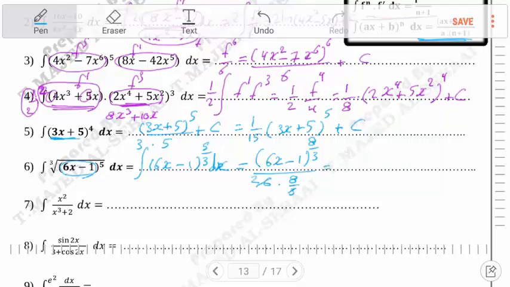So the answer is going to be 1 over 16. I will not write the bracket, I will directly write the root. It is the cube root, because of the 3, of 6x minus 1 all to the power of 8, plus c. Clear?